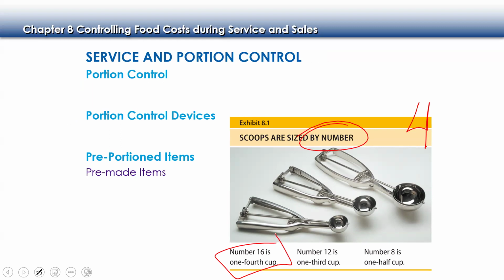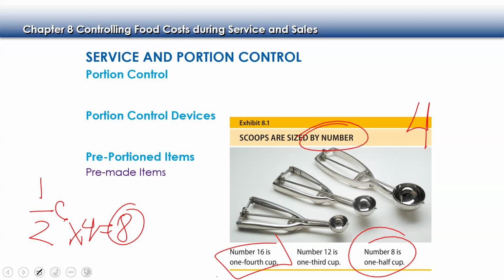So if you think I need 1/4 cup of mac and cheese, but I don't know what scoop number that is, take 4 times 4. That's my 16, my number 16 scoop. Okay. 1/2 a cup. What's 2 times 4? 8. So that is my number 8 scoop.